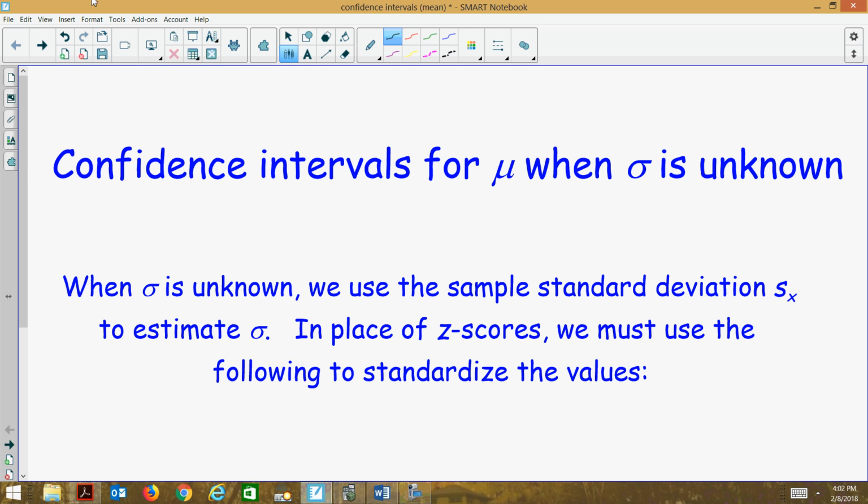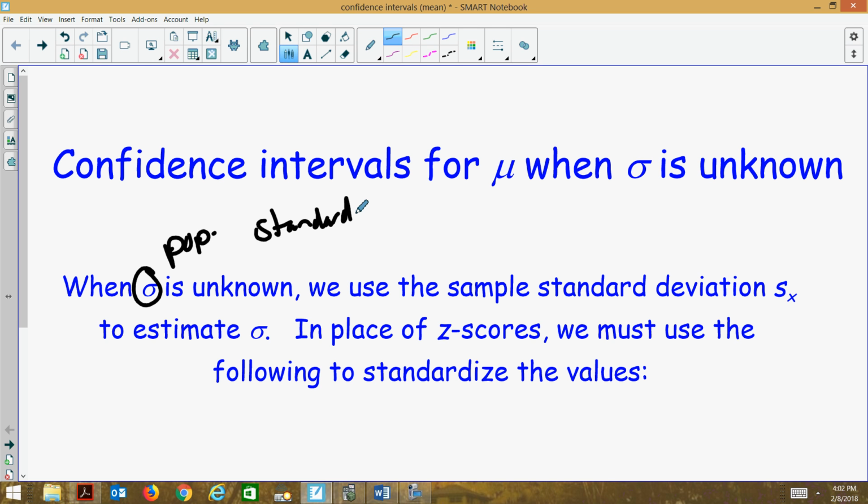Confidence intervals for population means when the population standard deviation is unknown. It's a critical component of statistics. When the population standard deviation is unknown, we use the sample standard deviation S sub x to estimate what the population standard deviation would be.